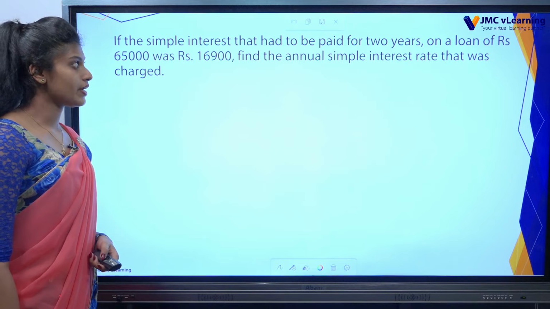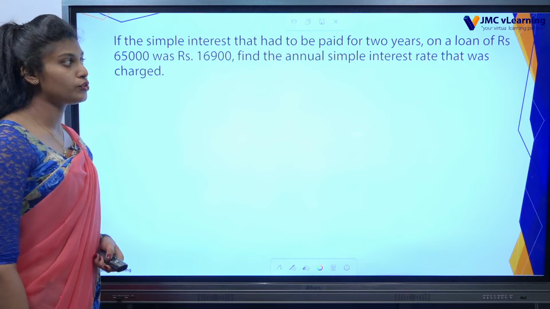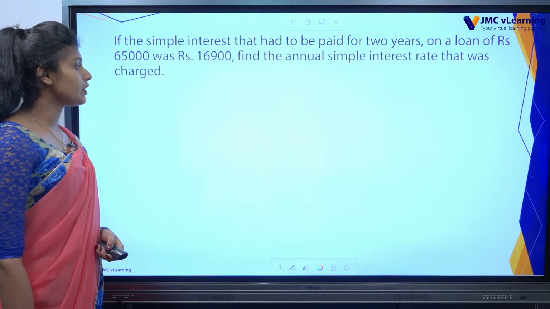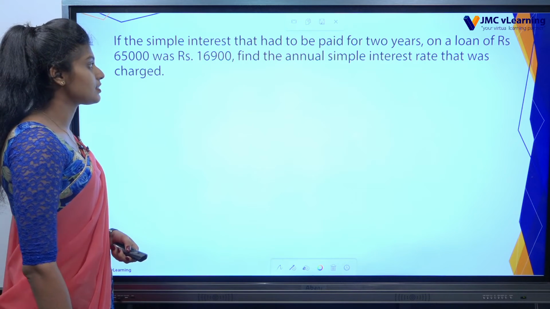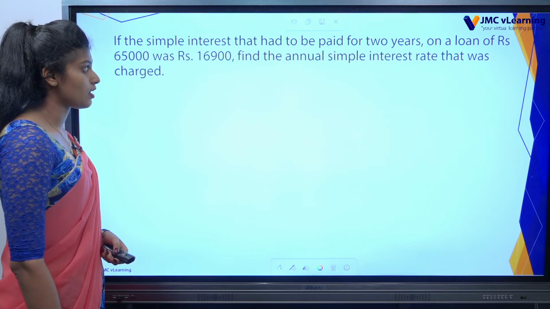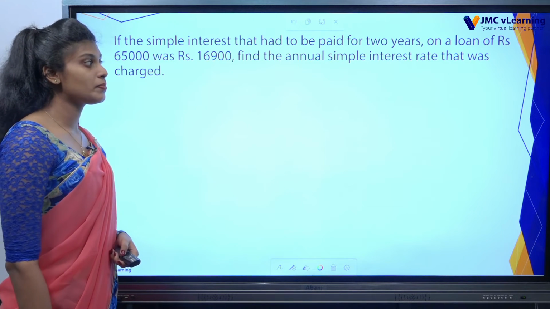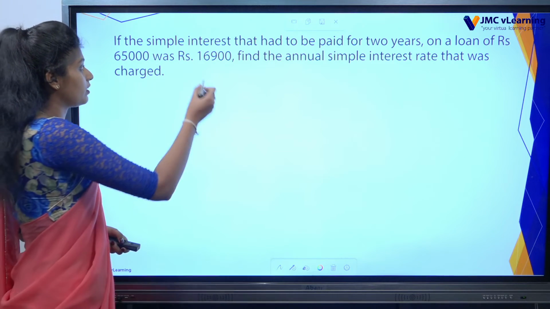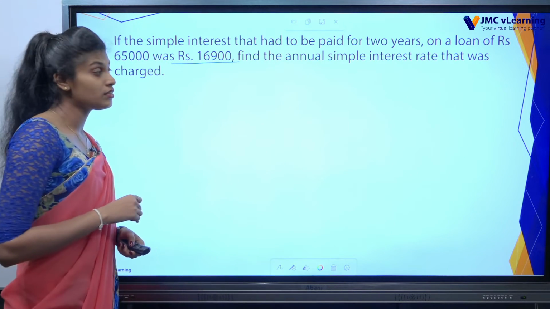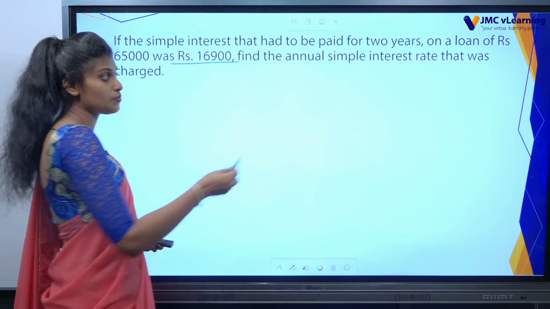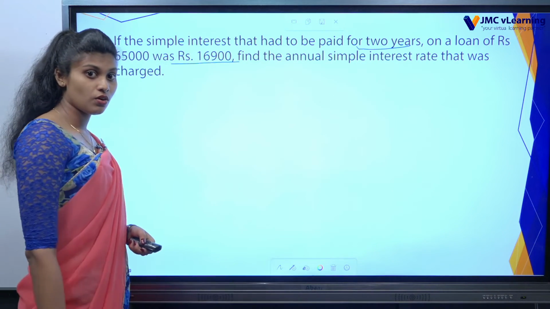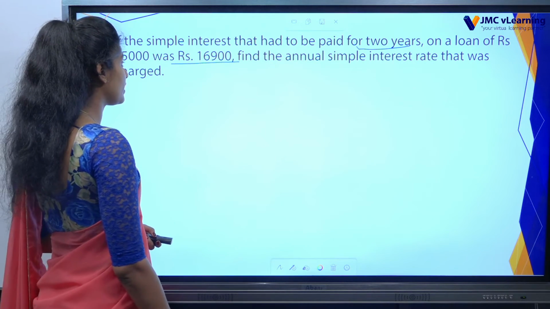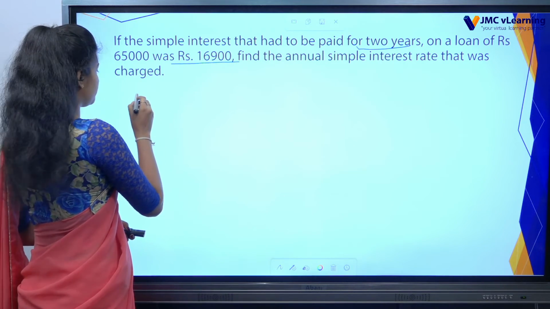If the simple interest that had to be paid for 2 years on a loan of 65,000 rupees was 16,900 rupees, find the annual simple interest rate that was charged. Here this 16,900 rupees is for 2 years. So first of all you have to find the interest to be paid in 1 year.